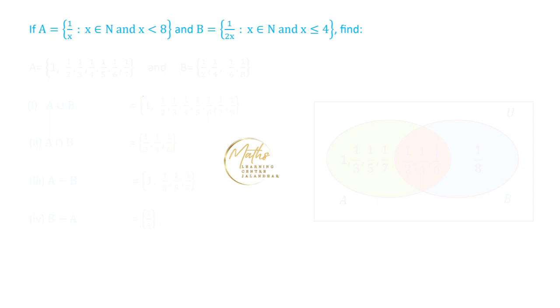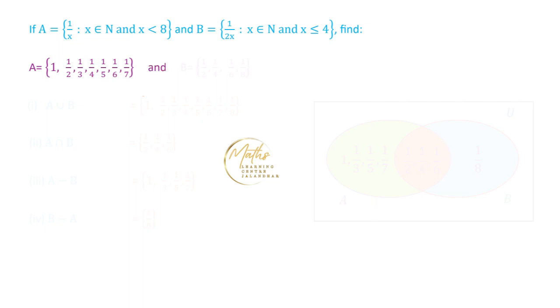Next we have: A is the set consisting of the elements 1 by x such that x belongs to N, that is x is a natural number and x is less than 8. And B is the set of numbers of the form 1 by 2x, where x is a natural number and x is less than or equal to 4. If we write the elements of set A, x is less than 8 means x has values 1, 2, 3, 4 up to 7. So A has the elements: substituting x equal to 1, it is 1, then 1 by 2, 1 by 3, 1 by 4, 1 by 5, 1 by 6, 1 by 7.